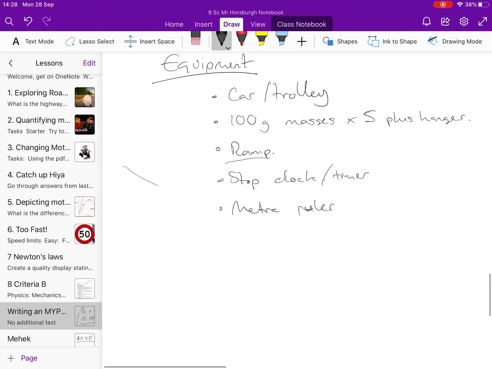So putting the ramp up, you're going to need a stand for it. What stand are you going to use? What's going to be your creative way of doing it? Are you going to measure the angle, or are you going to measure the height? Which one are you going to do? And which one you do, what equipment do you need to achieve that?